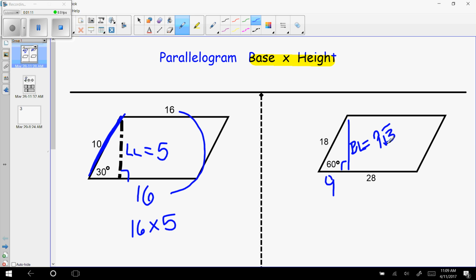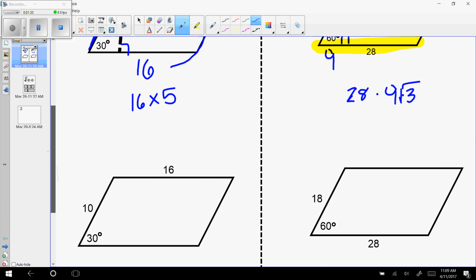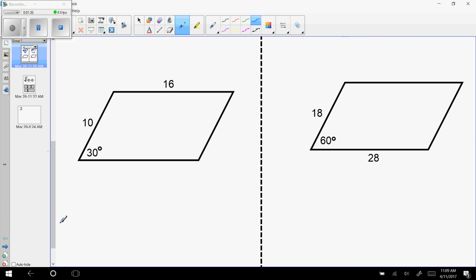All right, I want you to be careful here. This is still 28. You don't add the 9 to it. It's still 28. A lot of people make that mistake. So it is 28 times 9 radical 3. So you'll multiply 28 times 9 and leave the radical 3 on the end. All right, so those are the same exact questions.